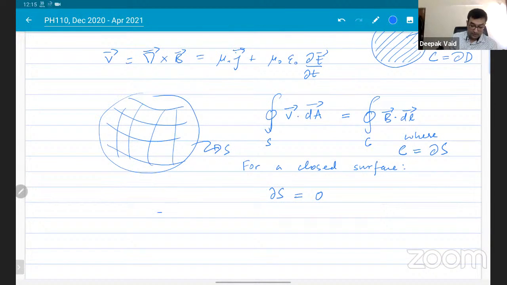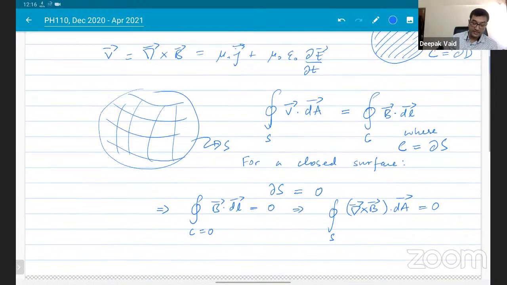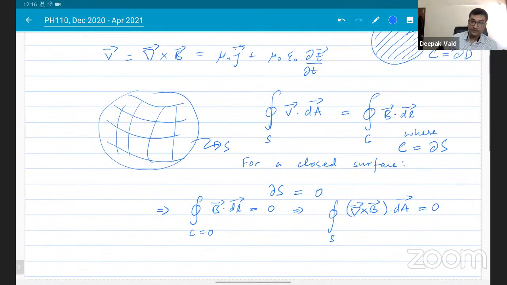Right? So this means that for the closed surface, the integral of B dot dl is equal to zero, because there is no curve. All the curves are zero. So this means that the integral of curl of B dot dA for some closed surface is zero. Now we can understand this by looking at the right hand side.